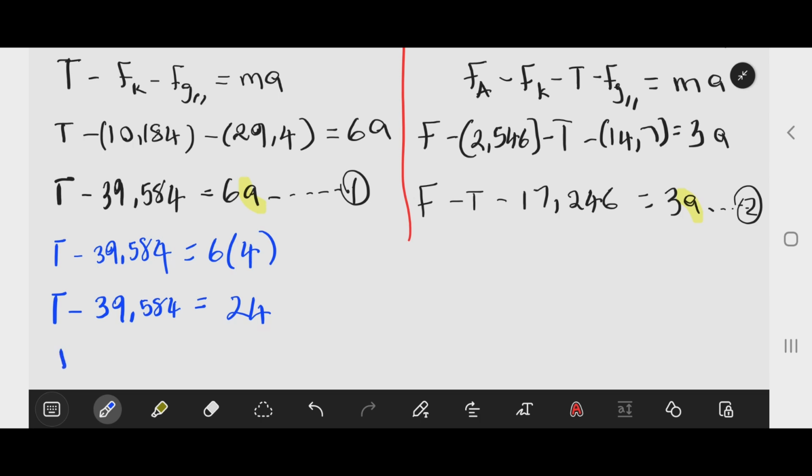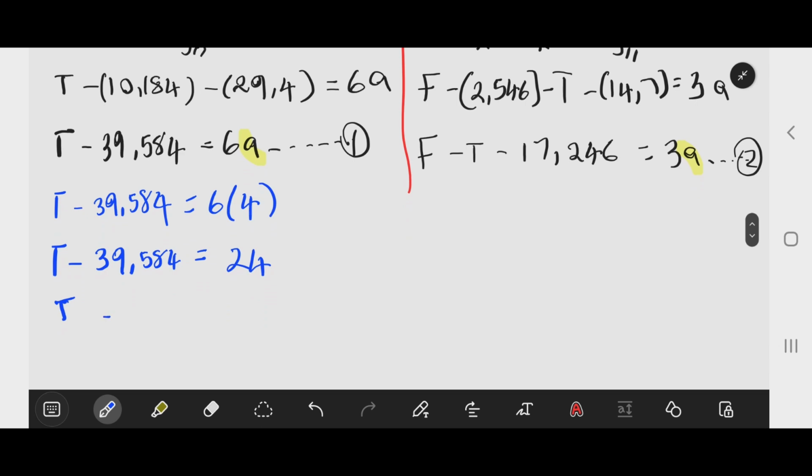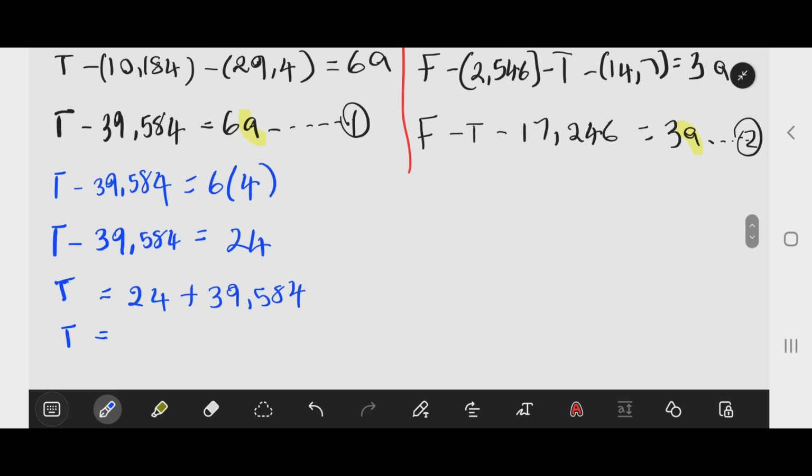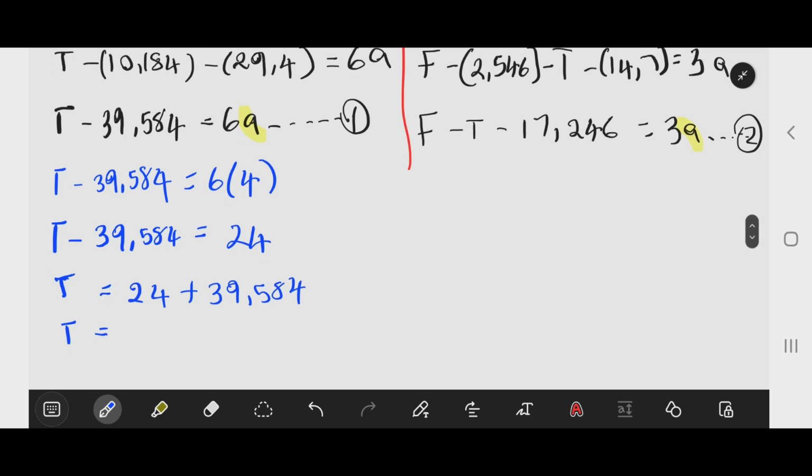And then I take that negative 39.584 to the right-hand side of the equation, and it will be positive 39.584, right? And tension is equal to 24 plus 39.584. Okay, so that would be 63.584 newtons. So we have answered the question now. We have obtained 63.584 as our tension.